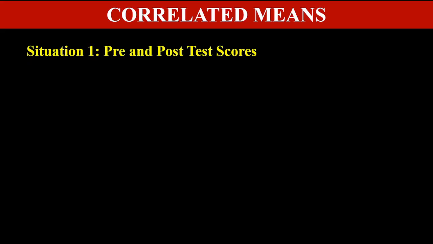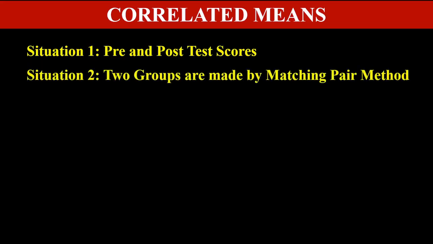As we have discussed in our first video, there are three situations of correlated means. Out of those, number one is pre-test and post-test scores. If pre-test and post-test both are used, and the scores are obtained from these two tests, and their means are to be compared, then such two means are called correlated means. Situation number two: when two groups are made by the matching pair sampling method, then the means obtained from the scores of the two groups are said to be correlated.